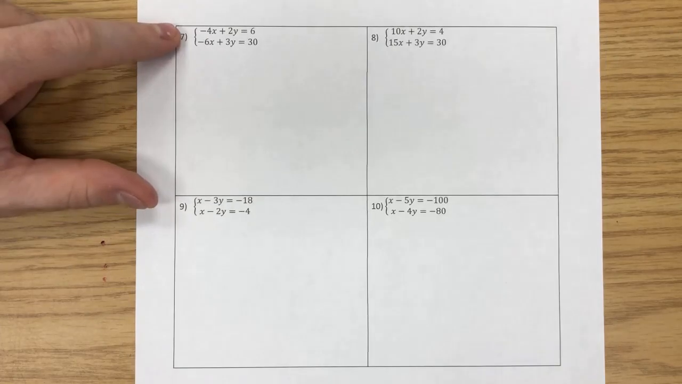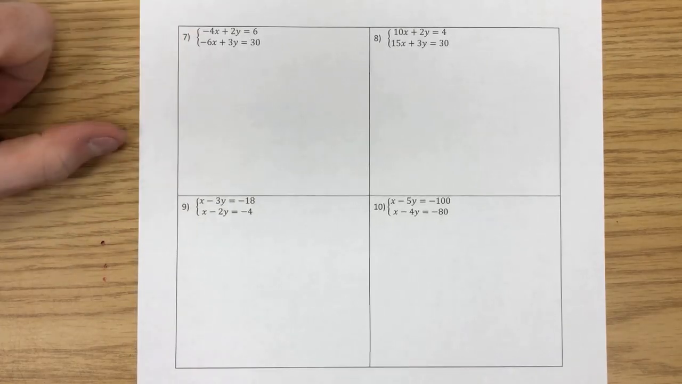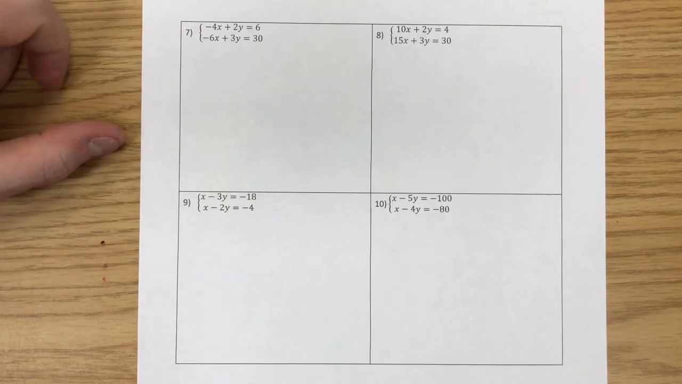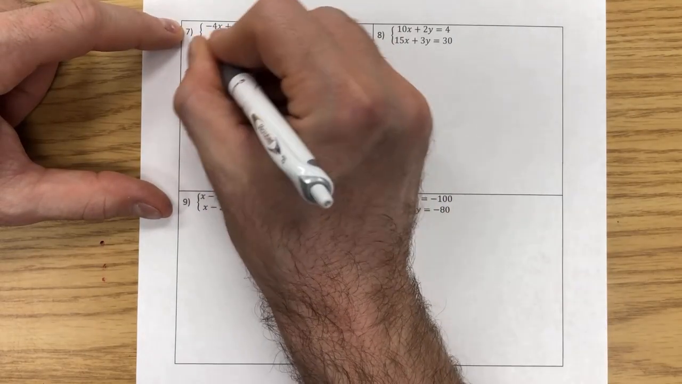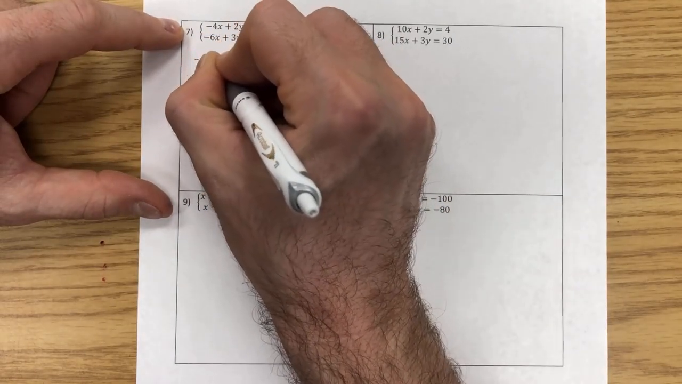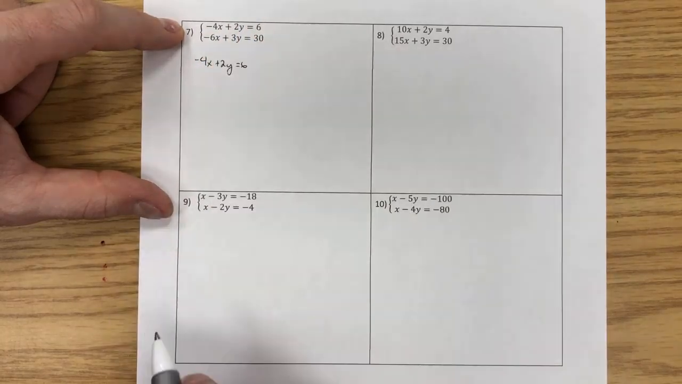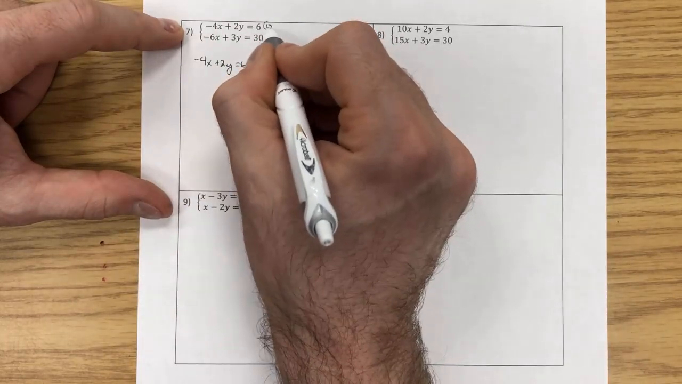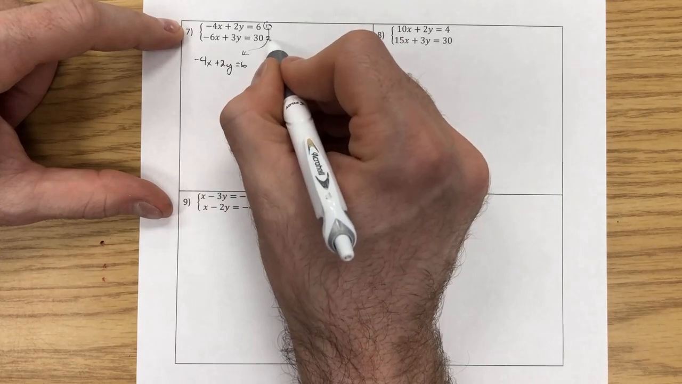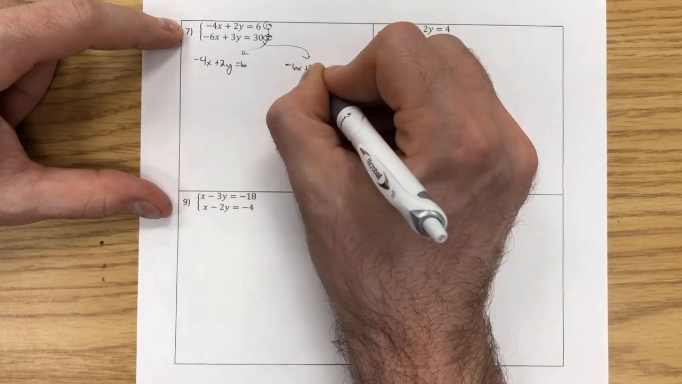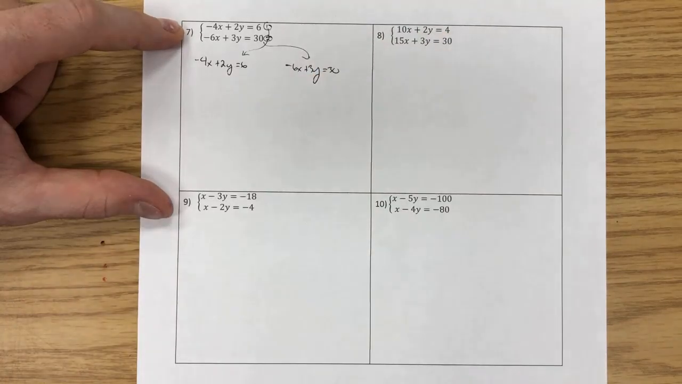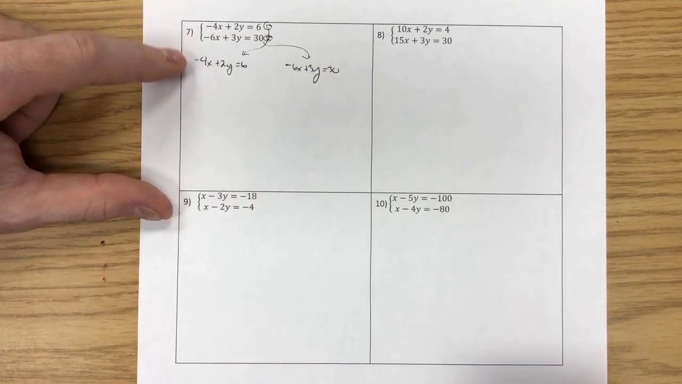Now, the only difference here is that neither one of these is in slope-intercept form, which means that first we're going to have to solve for the slope on this one. So negative 4x plus 2y is 6. I'm going to write that first one over here, and the second one over here. Negative 6x plus 3y is 30. I'm going to solve both of them separately.